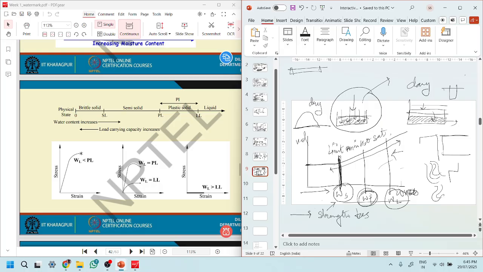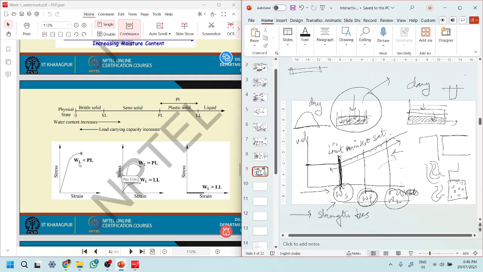Dry clay will be very strong, and then as you increase the water content, the soil particles in the matrix are getting replaced by water particles. So yeah, this is the stress and strain.